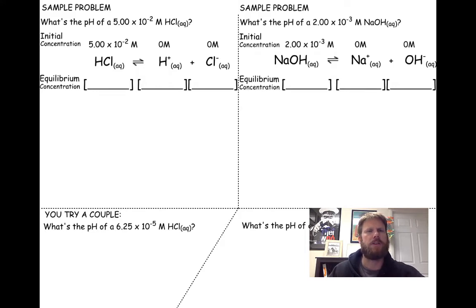So what's the pH of a 5.0 times 10 to the negative second molar HCl solution? If you look up the Ka value for HCl on the table, it's going to say very large. That means it is a strong acid. So what we can assume at equilibrium is there will be no molecules. It's a very safe assumption that there are hardly any molecules at equilibrium, and we are going to have all ions.